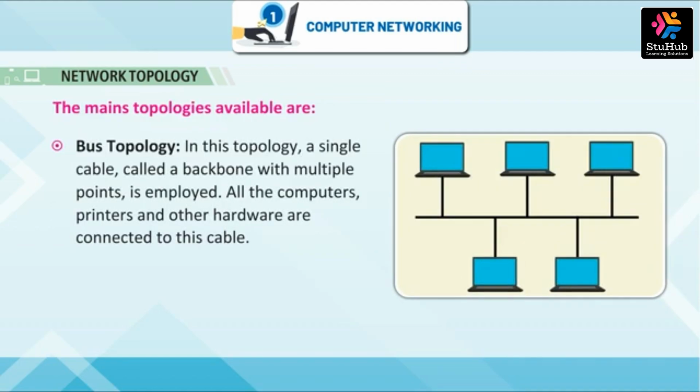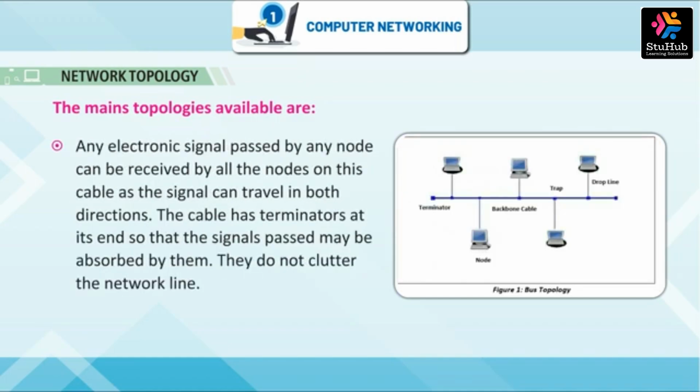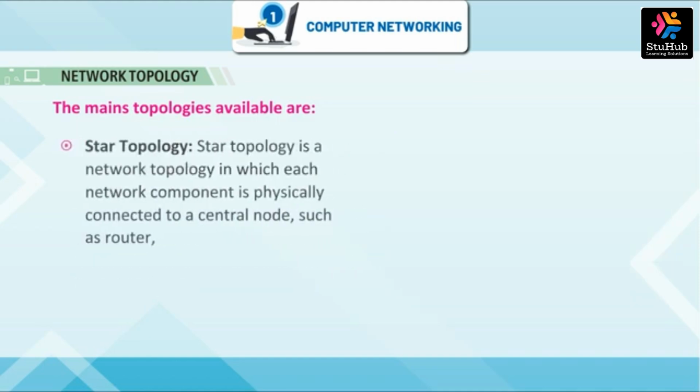In this topology, a single cable called a backbone with multiple points is employed. All the computers, printers, and other hardware are connected to this cable. Any electronic signal passed by any node can be received by all the nodes on this cable, as the signal can travel in both directions. The cable has terminators at its end so that the signals passed may be observed by them. They do not clutter the network line.